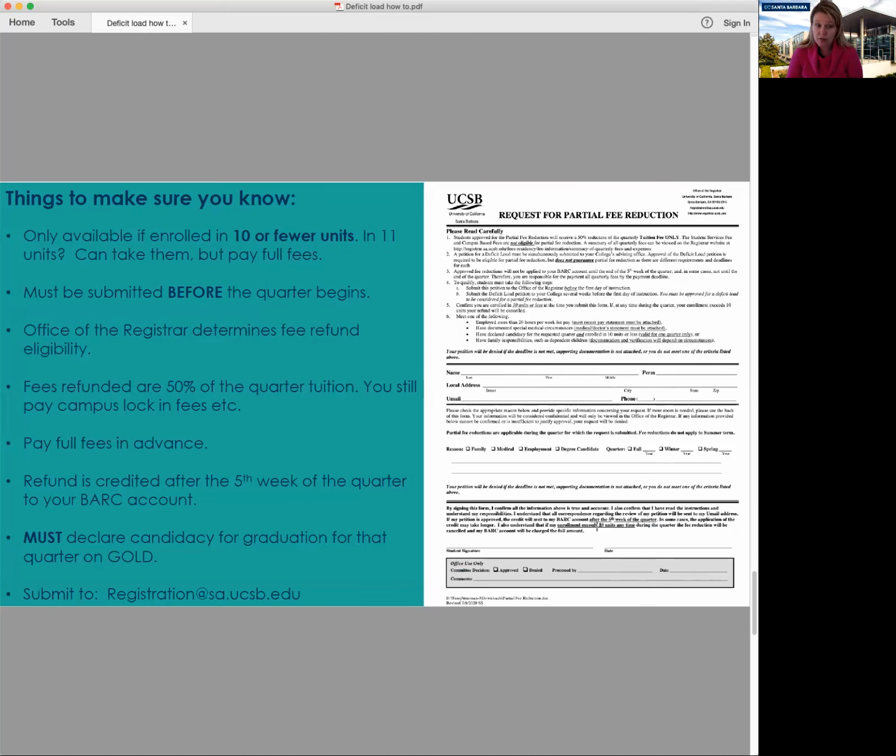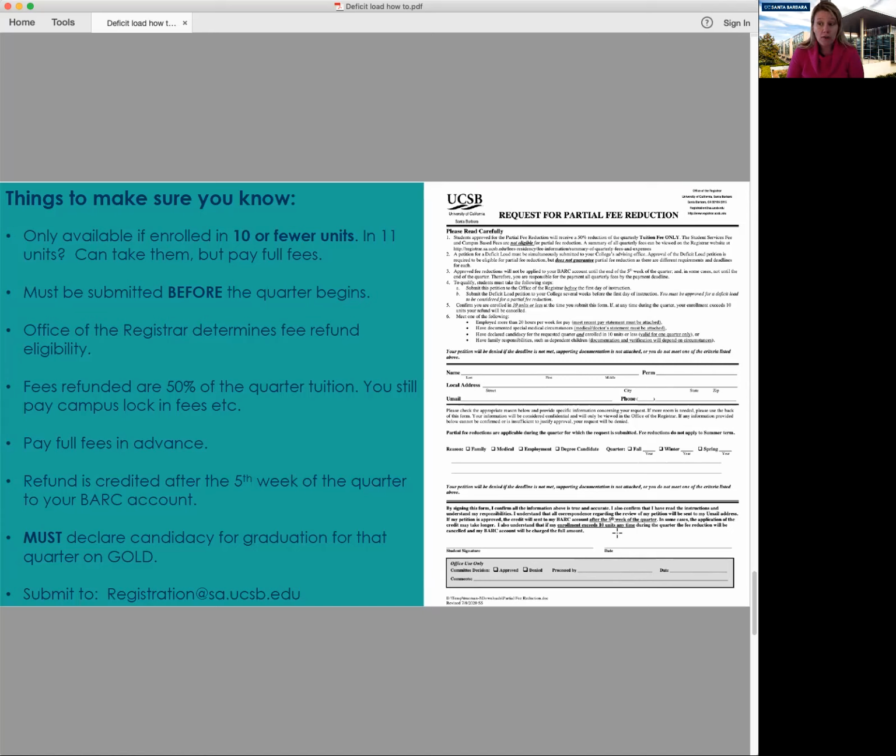This is the registrar's form. It's important to remember that this is only available if you are taking 10 or fewer units. If you are planning 11 units in your final quarter, that's fine. You can still take the 11 units, but you will actually pay full fees. Again, this form must be submitted prior to the final quarter starting. The Office of the Registrar is responsible for the fee refund eligibility, not the College of Engineering.